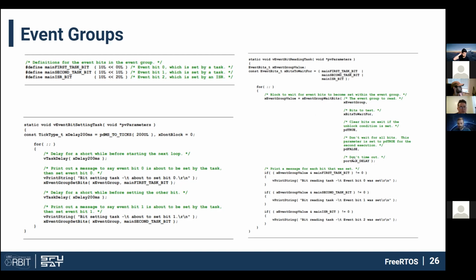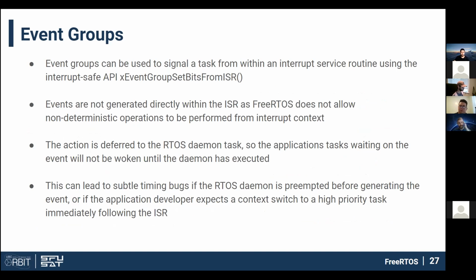I don't have the actual prototype here, but this function call would wait for one of the first task, second task, or ISR bit conditions, because this parameter here is false. So you're waiting for only one of the events to occur, not all of them. If you set that to true, then all 3 of these bits would need to be set before the task becomes unblocked. In this case, you don't know which bit is set. You need to check the event group and see what event occurred. So they're pretty convenient.